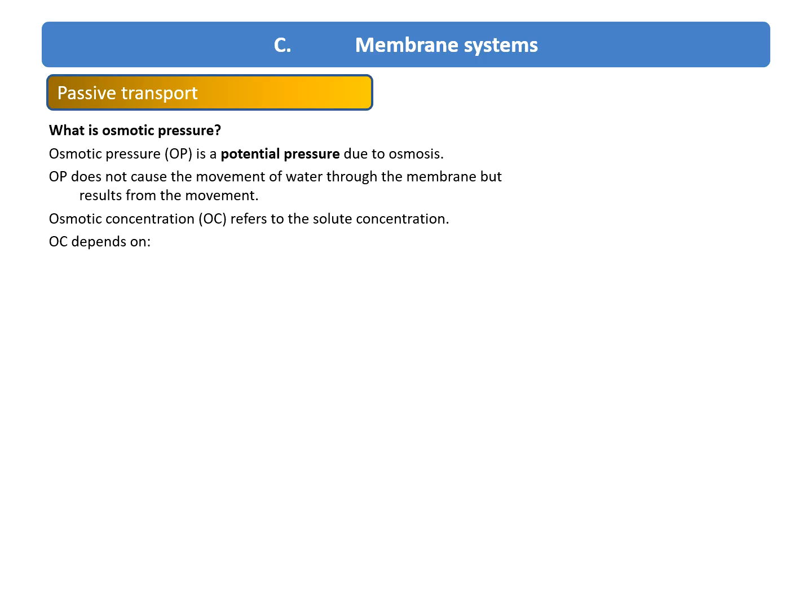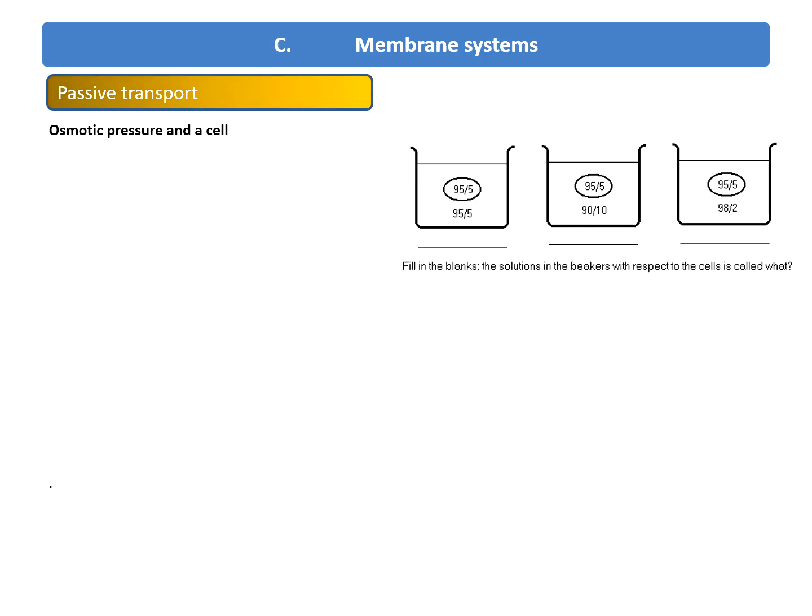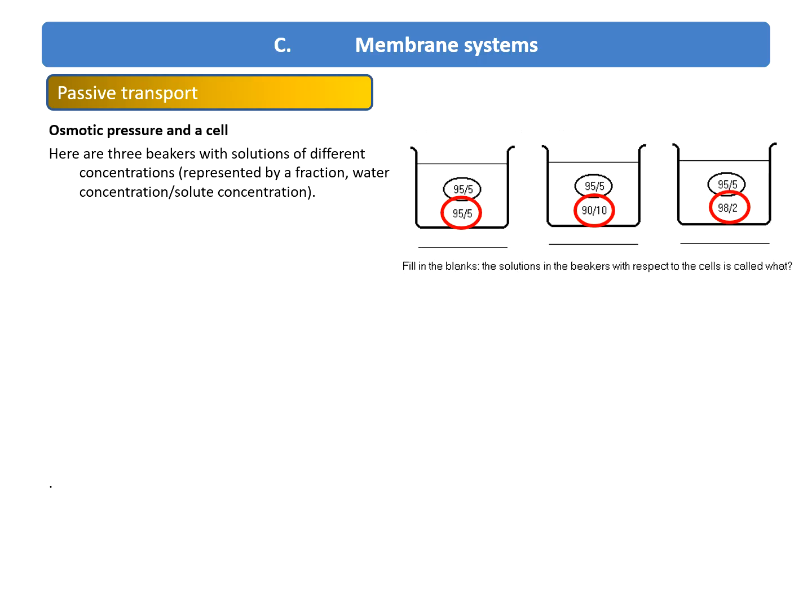Osmotic concentration depends on the number of solute particles, but not the size of the particles. Osmotic pressure is directly proportional to osmotic concentration. If the osmotic concentration increases, what happens to the osmotic pressure? It also increases. Let's look at the relationship between osmotic pressure in a solution and a cell.